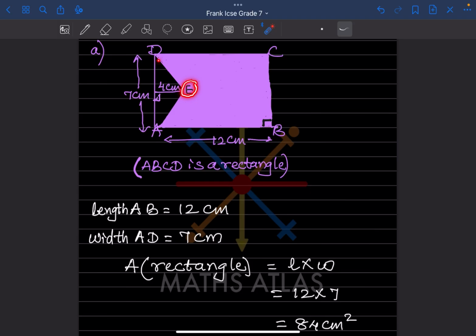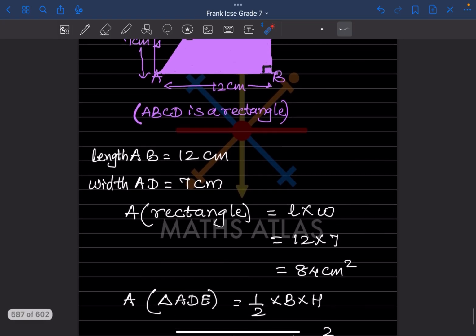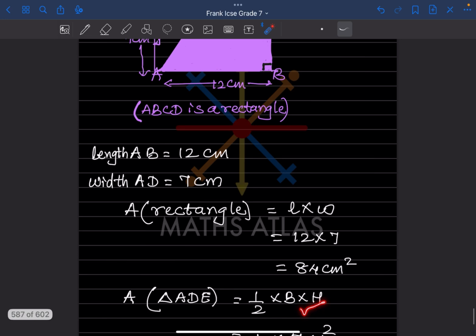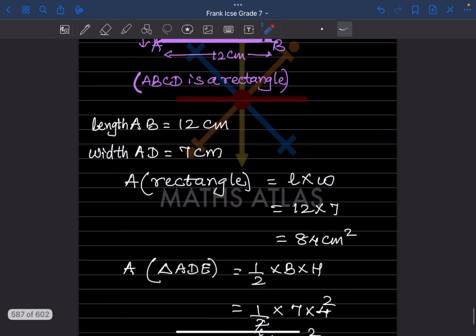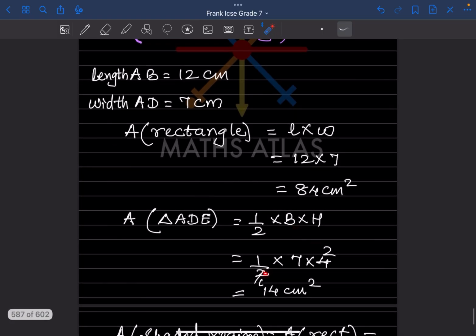Because we are going to take this triangle, AD is already given. So I have put this extra as E. You can put any alphabet over here. So area of ADE is half into base into height. Now half into the base, which is 7, and the height here is 4. So 7 into 4, when you simplify this, is going to be 14 centimeters square.